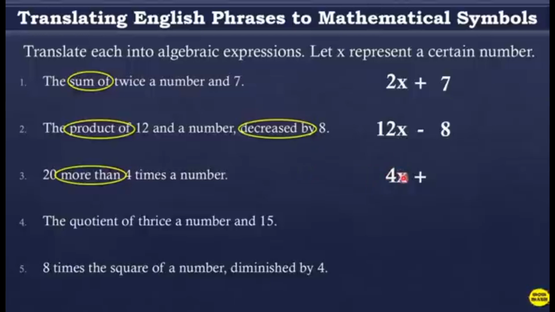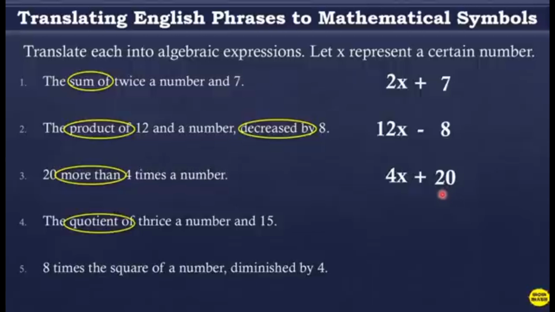So we're going to write first the 4 times a number which is the 4x. So 4x plus and then 20 more than, so plus 20. So we have there now 4x plus 20. So again, I'm going to give an emphasis about that one. When we say more than, the arrangement or the sequence will be changed. So we have there 20 more than 4 times a number. We have 4x plus 20.